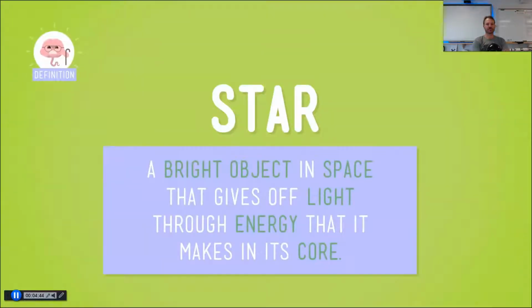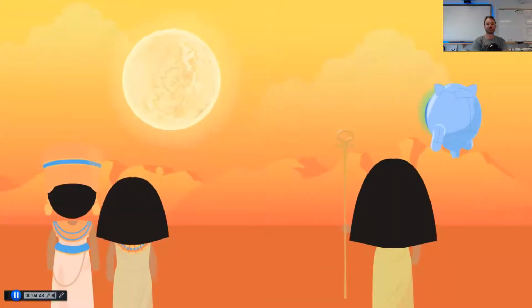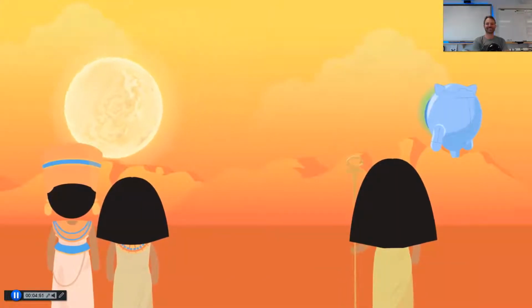But before we take a closer look at constellations, let's review what a star is. Remember, a star is a bright object in space that gives off light through energy that it makes in its core. The sun is the most famous star to us Earthlings. We've already talked about a few other well-known stars, though, like bright Betelgeuse.